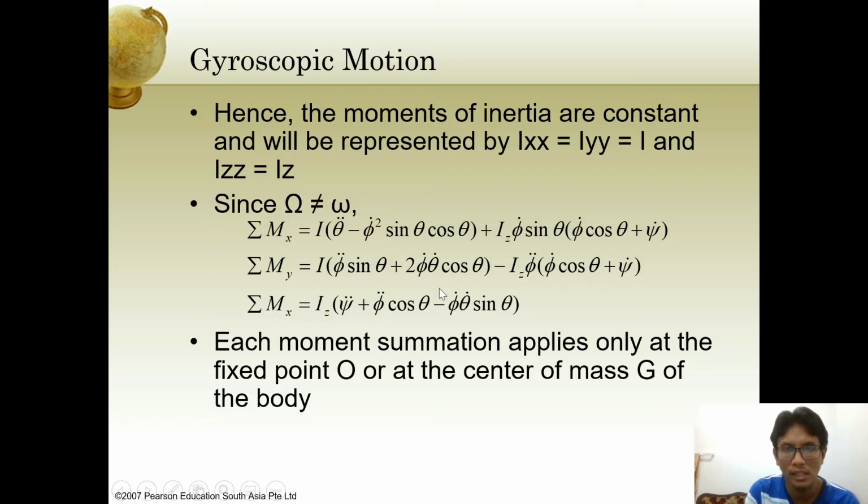But there's no moment about z-axis right here. And if you look at here, even for moment about x-axis, we have a component of z, and I is equal to Ix and Iyy, it's the same. So Iz is Izz. So in x direction, we also need to consider z because z is the component of the moment. This moment contributes to the moment about x-axis, and afterward we can simplify them. Each moment summation applies only at the fixed point 0 or at the center of mass gravity.